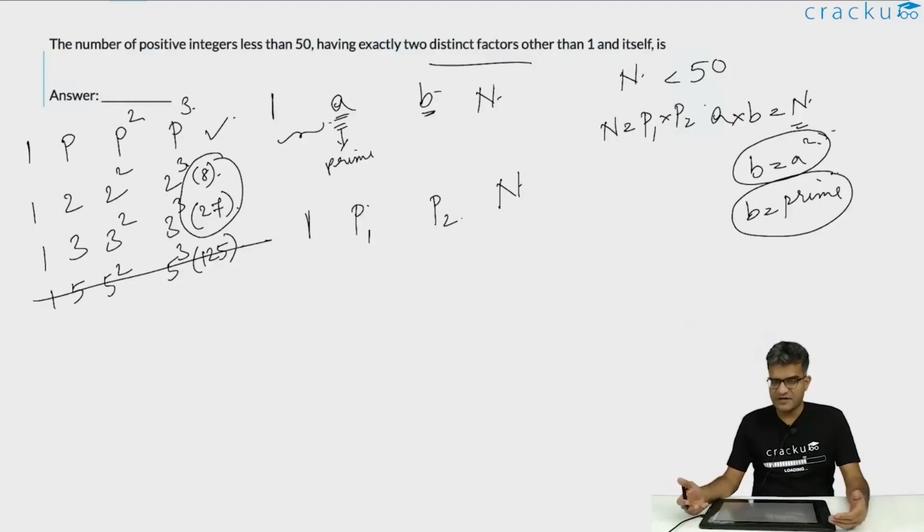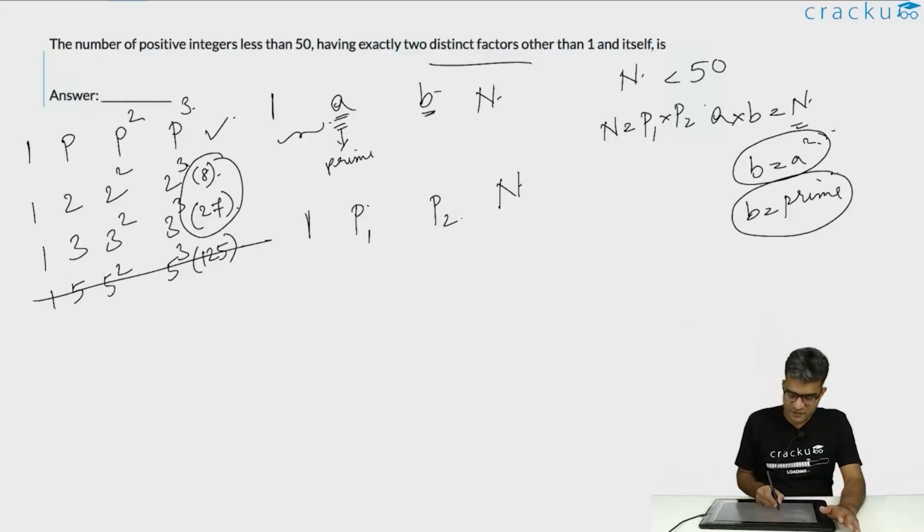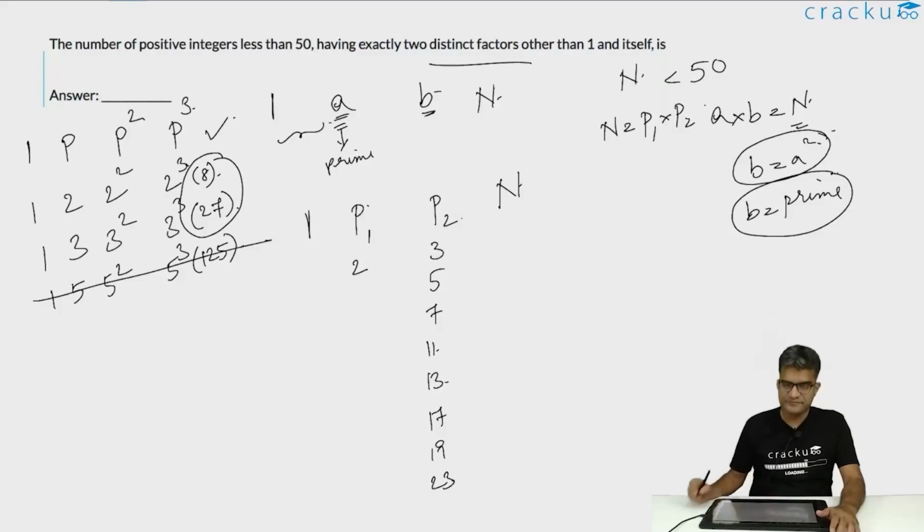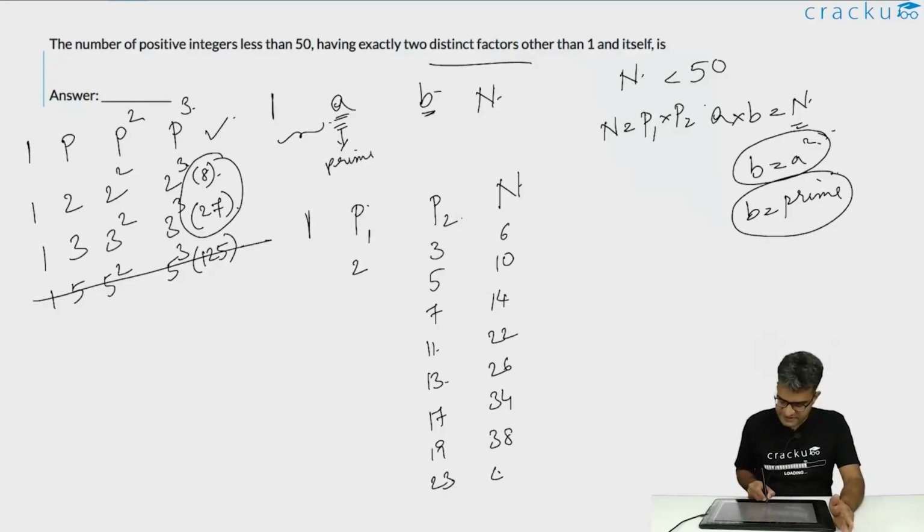Over here there is no easy way to do it. We have to just manually enumerate it. We'll first assume that p1 is equal to 2, then p2 will be either 3 or 5 or 7 or 11 or 13 or 17 or 19 or 23. In this case, the value of n in the first case will be 6, 10, 14, 22, 26, 34, 38 and 46. How many are there? 1, 2, 3, 4, 5, 6, 7, 8. So you have 8 cases over here.